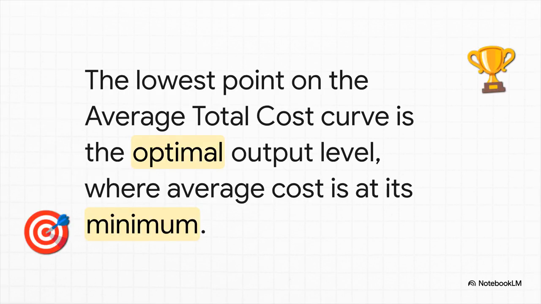And why does that intersection matter so much? Because that lowest point on the average total cost curve, that's the magic number. That's the sweet spot. It represents the most efficient level of production for the company. It's the point where you're making each item for the absolute lowest possible average cost.